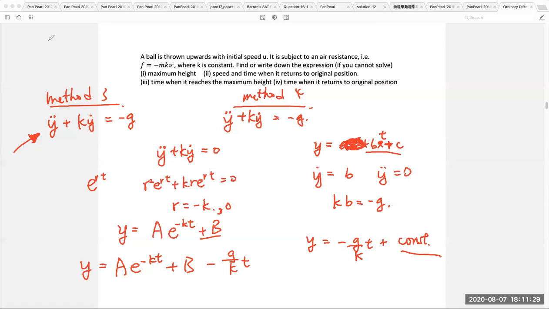Did we ever solve y as a function of t in the previous solution? I think we did for y dot as a function of t. Let me just check what the answer is. It's log of (g plus k y dot) divided by (g plus k u) equals negative kt.